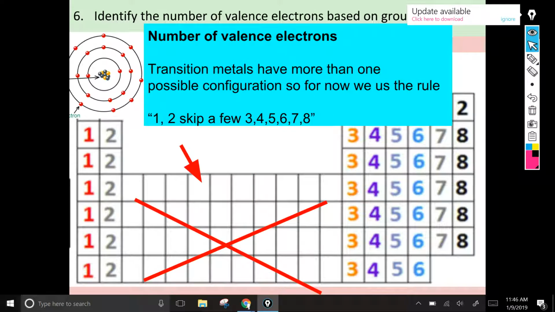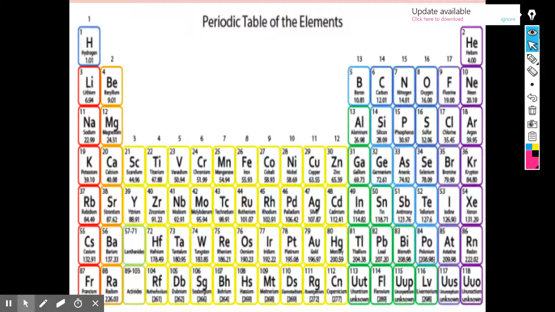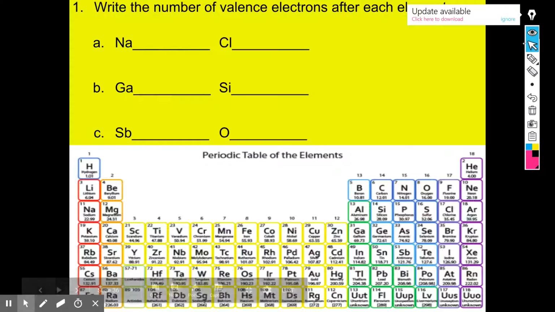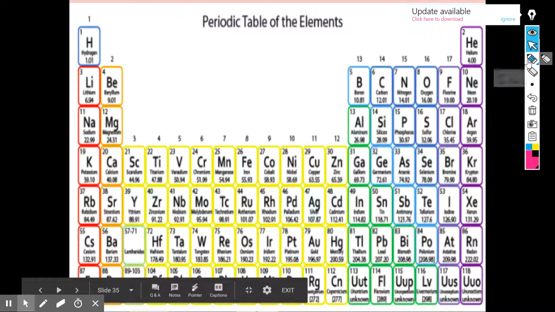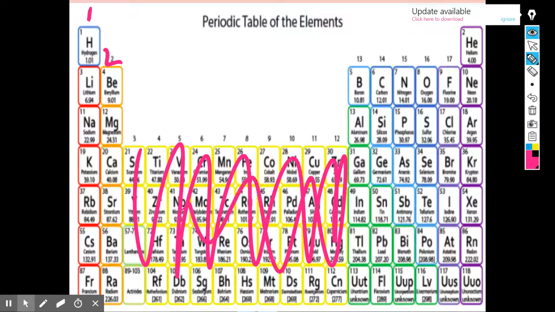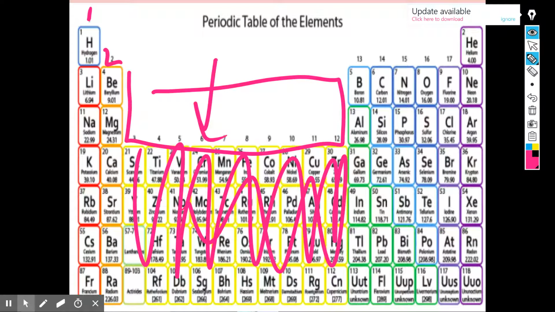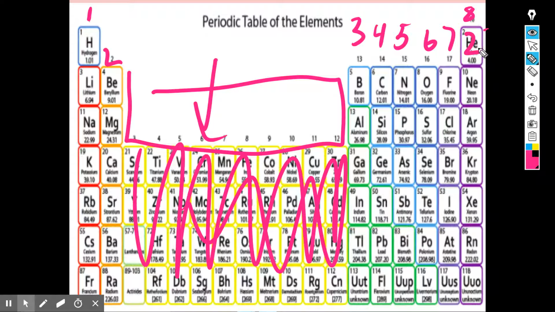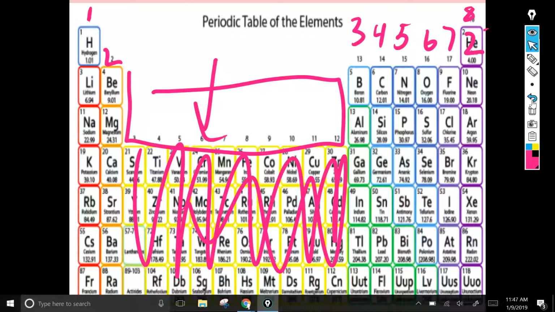So let's practice this a little bit. Well, let me go back and show you on a regular periodic table. Now, again, here's our rule. All of these have 1, all of these have 2, skip a few, we don't know. These transition elements, the part where the periodic table goes down, we don't know those. And then 13 has 3, 14 has 4, 15 has 5, 16 has 6, 17 has 7, 18 has 8, except for helium has 2, and it's number 2 on the periodic table.